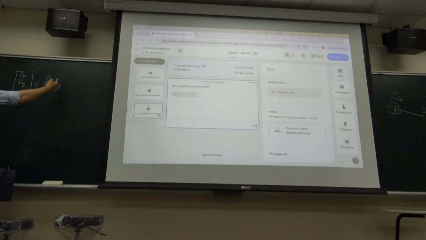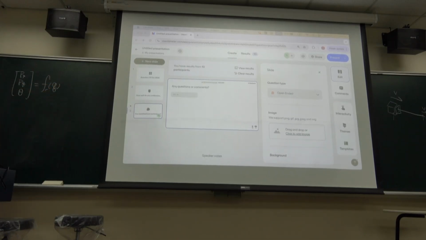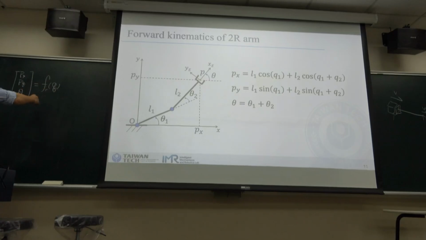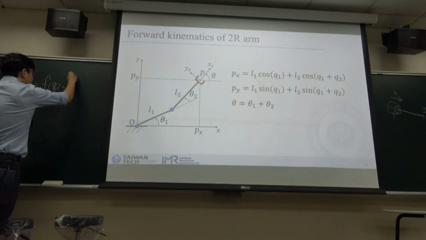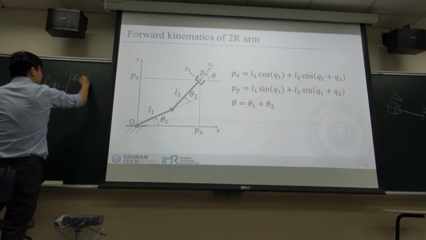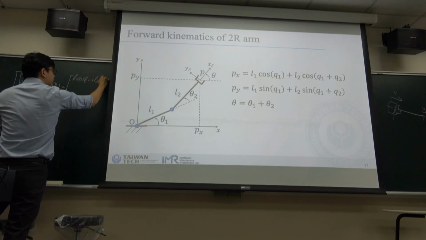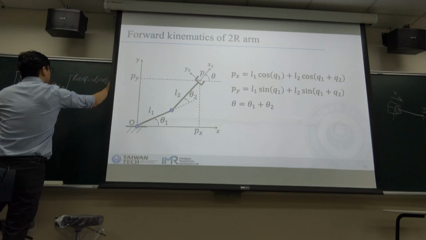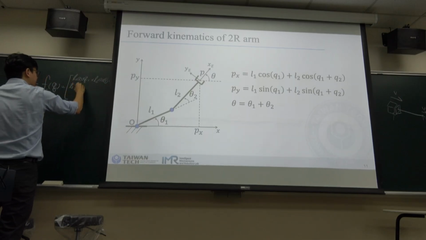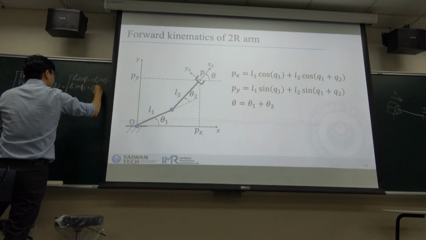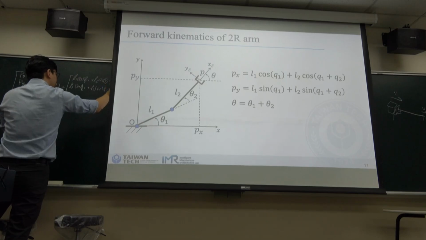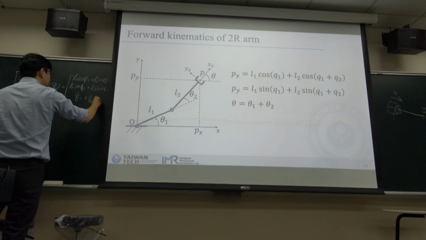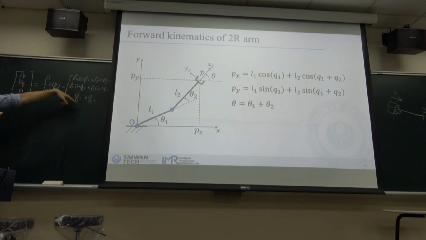So this will be for forward kinematics. Our input is the Q. So again for the forward kinematics, it will be equal to L1 cosine Q1 plus L2 cosine Q1 plus Q2, and here is L1 sine Q1 plus L2 sine Q1 plus Q2, and here is Q1 plus Q2. So this is your forward kinematics, and this is your end effector position.